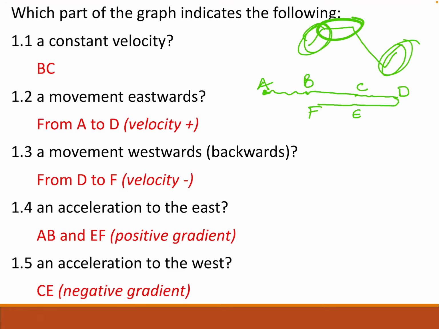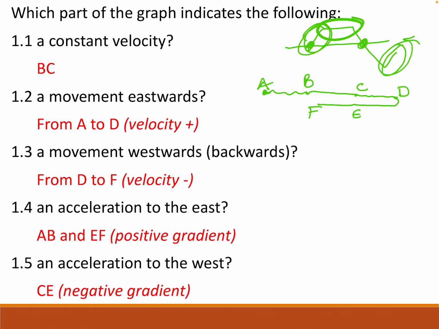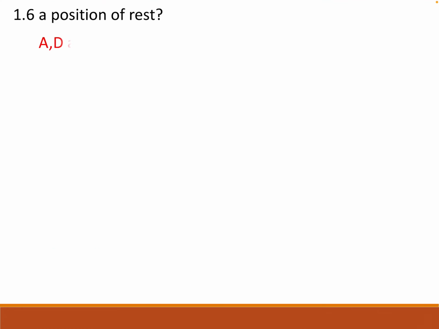Now, a position of rest. So when we go back to our graph, remember it does this. Velocity has to be 0 for a position of rest. That means it's only at A, D, and F, because A is 0, F is 0.